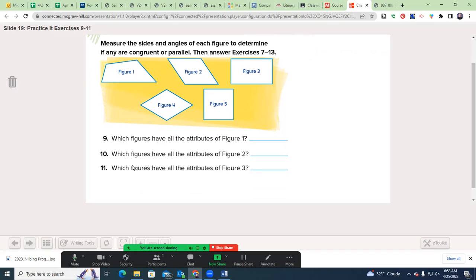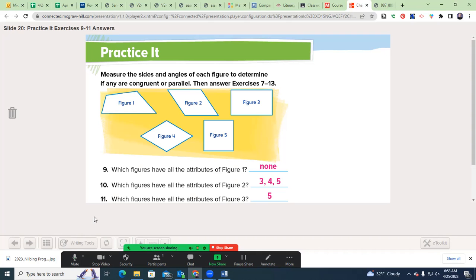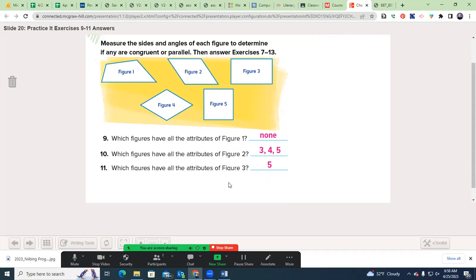So I want you now to answer 9 to 11. You may pause the video now. Welcome back. Let's see how you did. Which figures have all the attributes of figure 1? Well, none, other than the 4 sides and 4 angles, but not all of the attributes. Which figures have all the attributes of figure 2? Actually, the rest of them do. And which figures have all the attributes of figure 3?